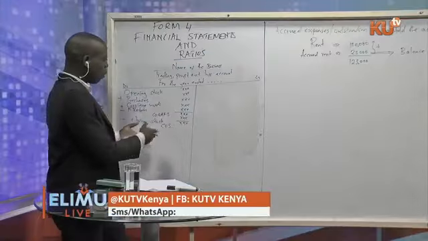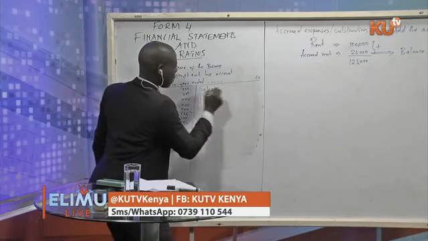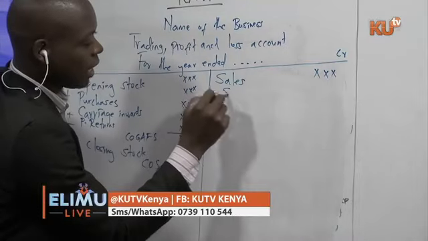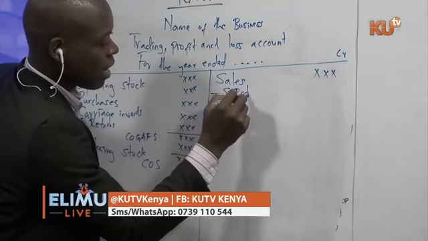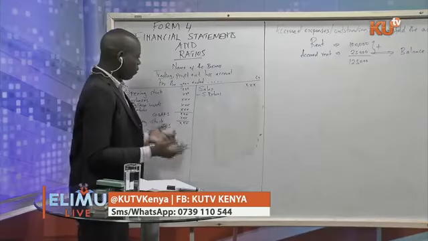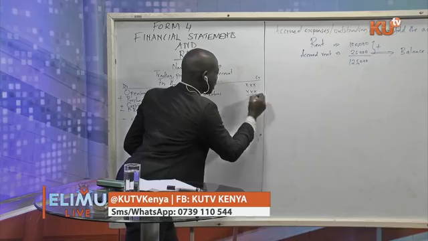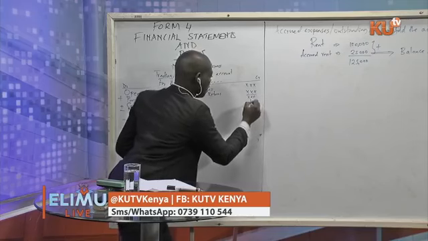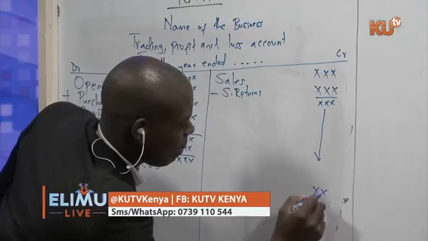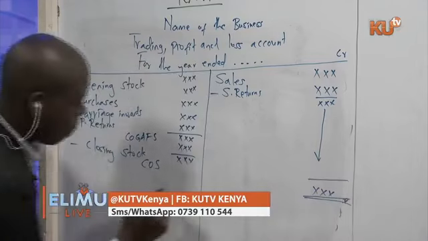Now, once we are at this stage, we go to the right-hand side, and the first item is sales. Record the figure for the sales. Subtract sales returns. Another name for sales returns is returns inwards. So we subtract this to get what we call net sales. And this figure for the net sales is dropped down for balancing purposes. And so we end our statement.